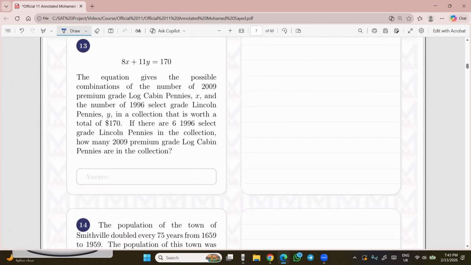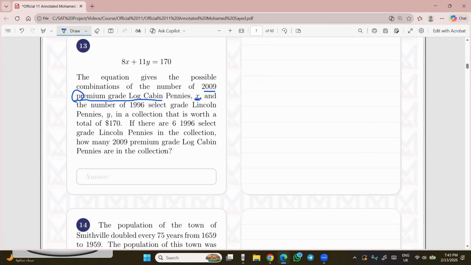Question 13, 8x plus 11y is equal to 170. The equation gives the possible combinations of numbers of 2009 premium grade log cabin pennies. Look at these words. All of these are words that give information about the x. So just focus on one of the words.